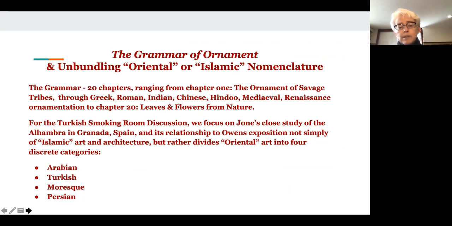So the Grammar of Ornament, after the propositions and principles, is broken into 20 chapters, and it's a huge range that reflects the range of Owen Jones's expertise and also his grand tour. So the first one is the ornament of savage tribes, and then we move through the Greek ornamentation, Roman, Indian, Chinese, Hindu, and he spells it that way, Hindu. Then it goes through medieval, Renaissance, and so on. And then the final chapter is the leaves and flowers from nature.